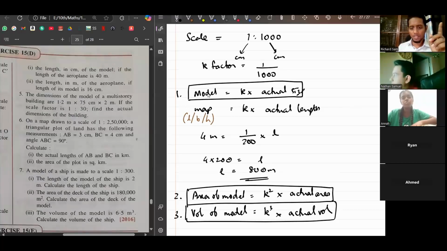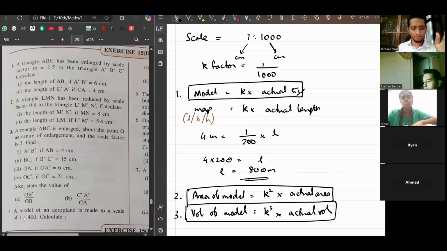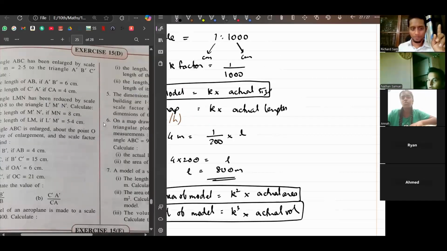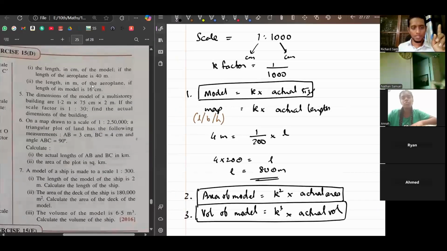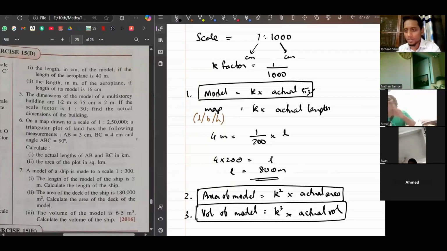In the first question, they gave the actual length. See, what is the K factor, everyone? How much is the K factor? 1 upon 400. That's the K factor. So we have K. Now, in the first question, they have given the length of the aeroplane. Actual length of aeroplane is how much, Anna? 40 meters, right? And we have to find the length of the model. Okay, clear? Do that first.